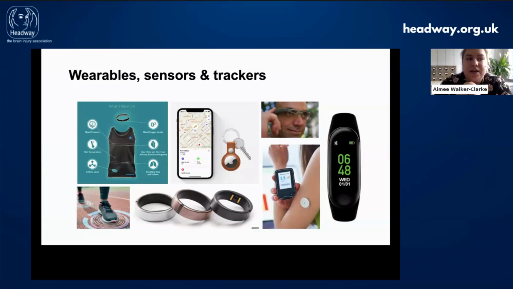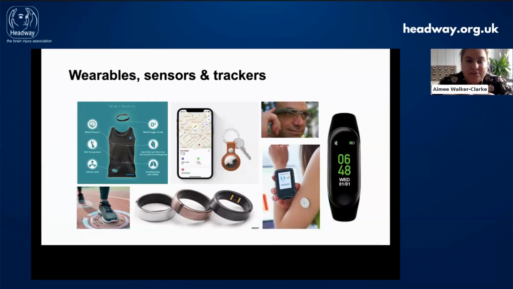So if perhaps you have struggles with memory or wayfinding, or locating where you are, these could be really helpful in helping people to find their way home after a walk or something like that.